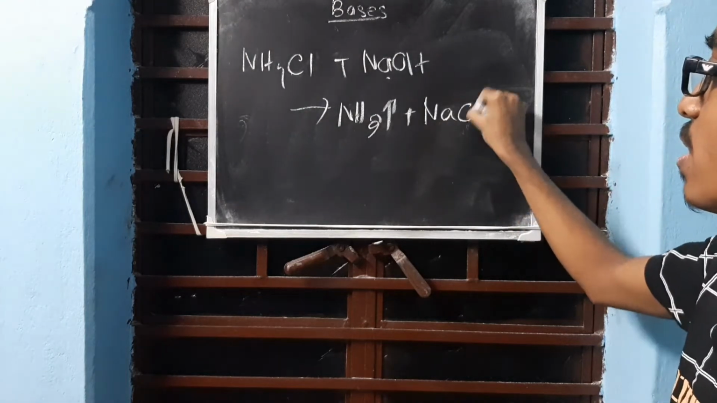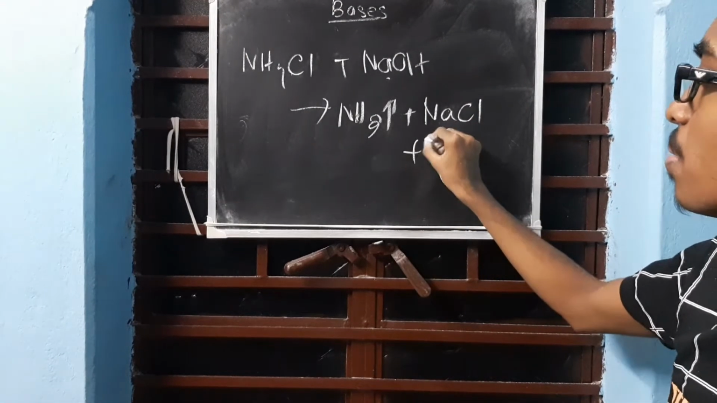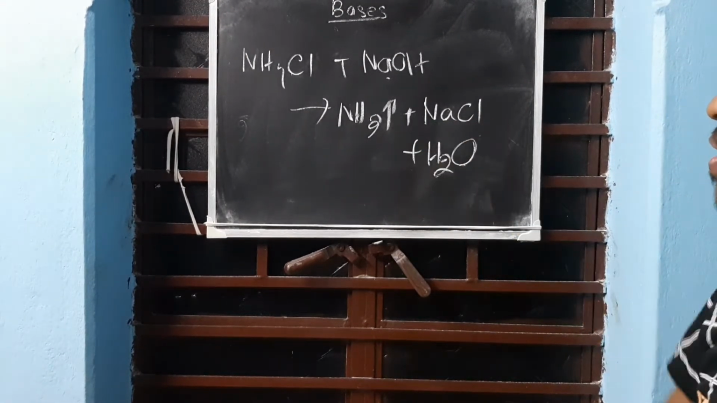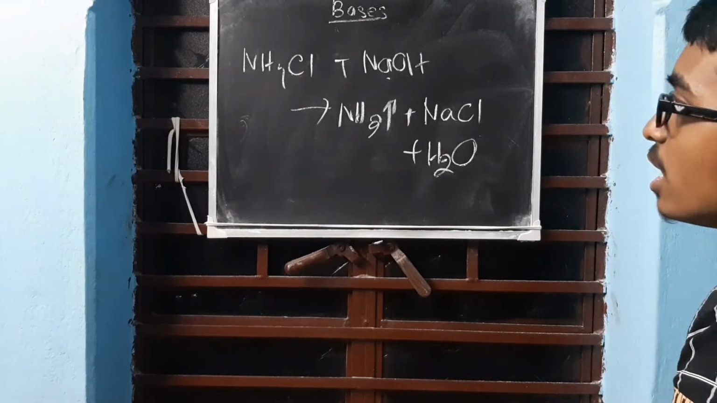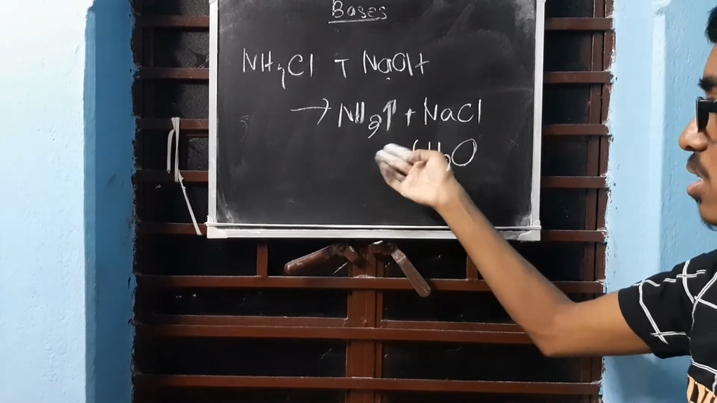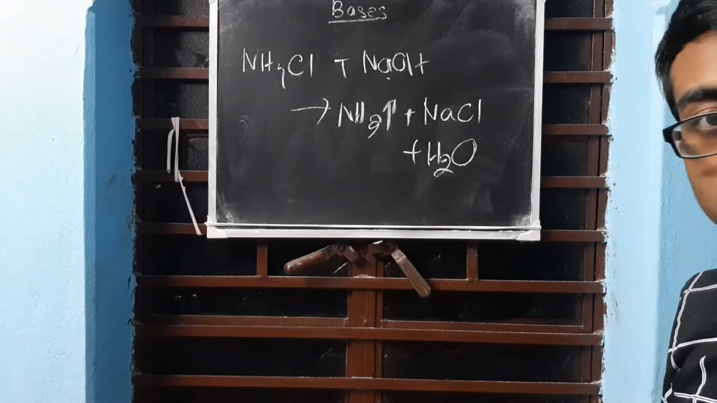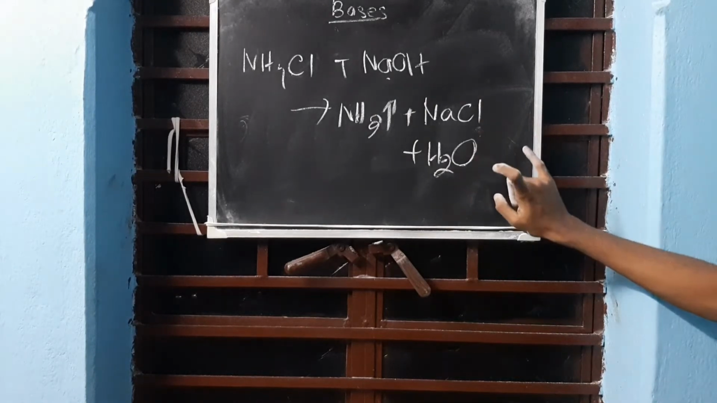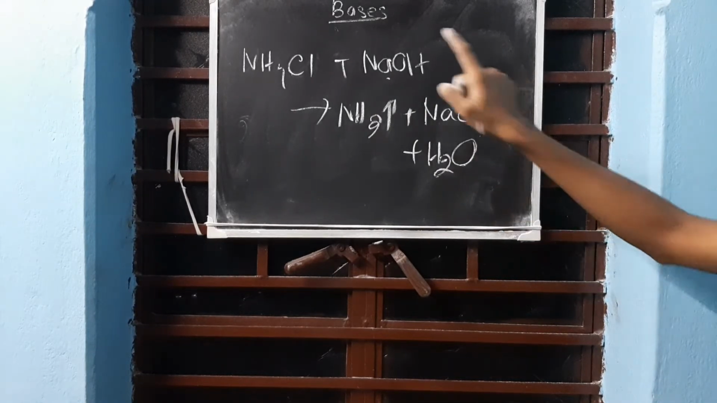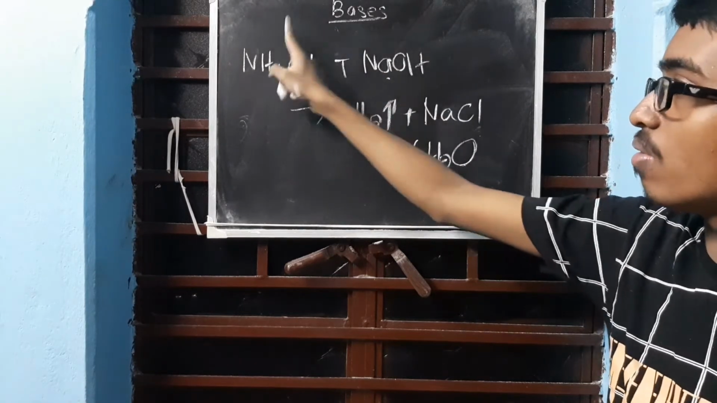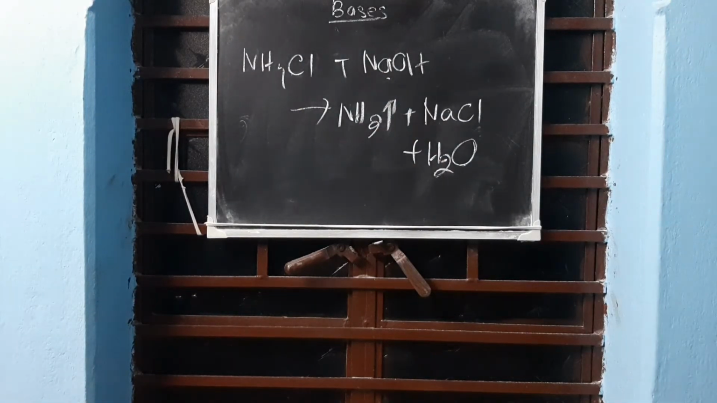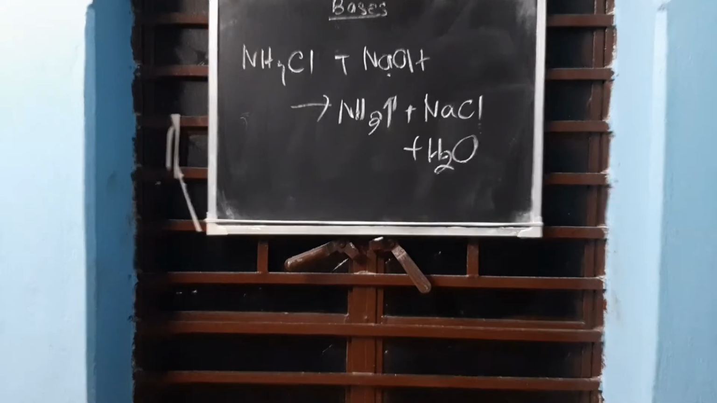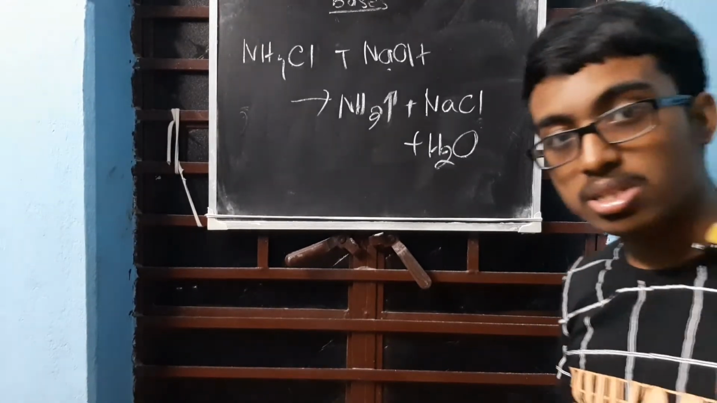NaCl. Right? NaCl will take place. What else? Water. Clear? NH4Cl plus NaOH you add, you will get this product. This pungent smelling gas turns moist litmus blue, NaCl and water. So when an alkali is warmed with an ammonium solution, ammonia gas is given out. Clear? These are the chemical properties of bases that you need to remember from this part.